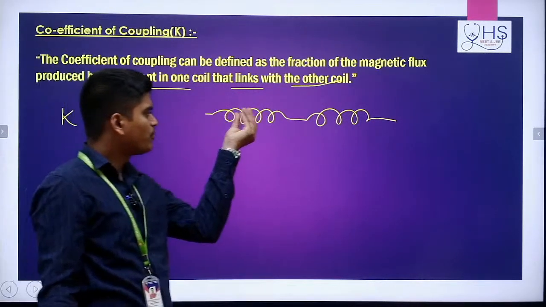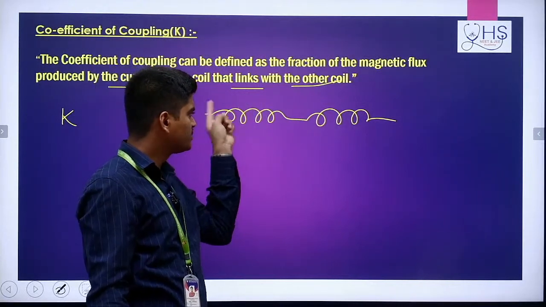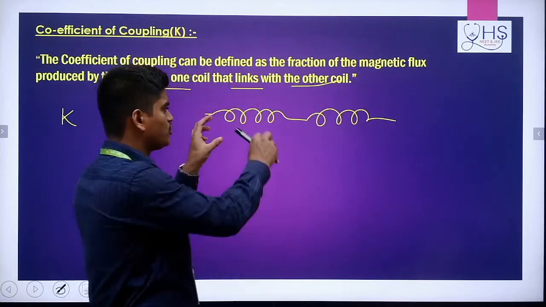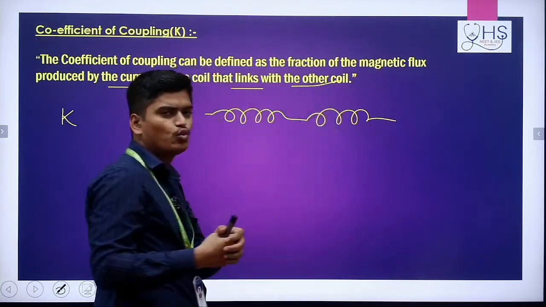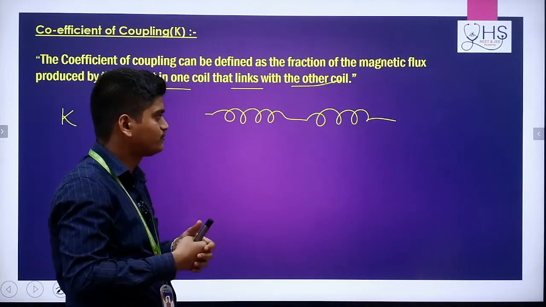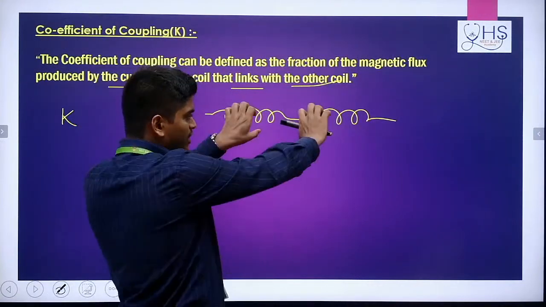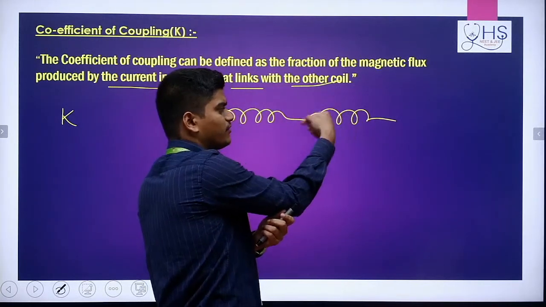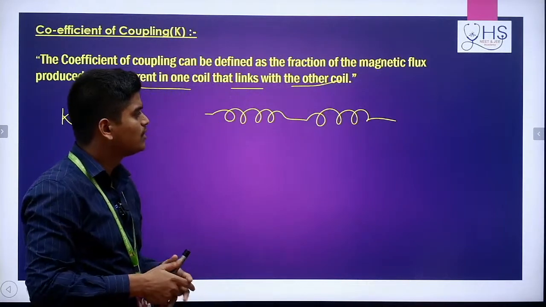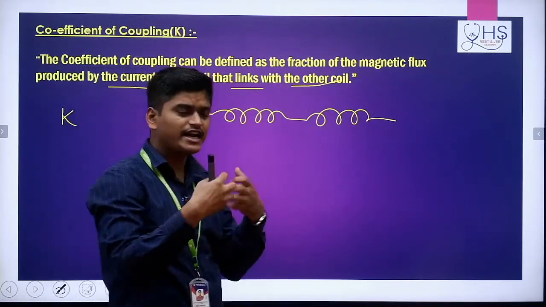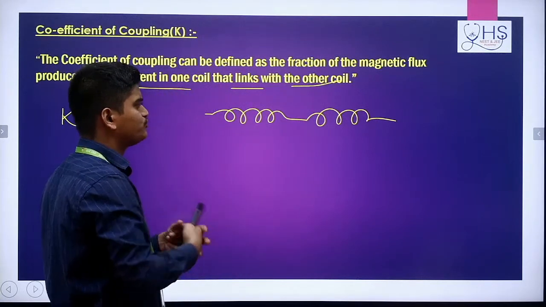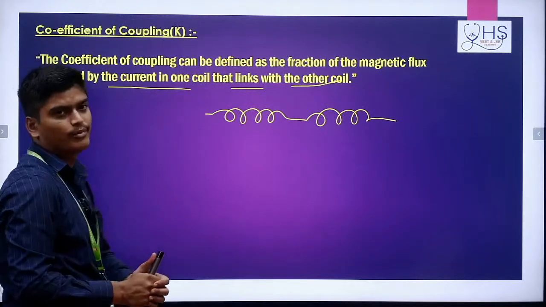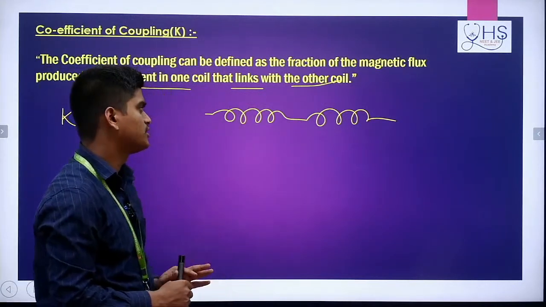Current is changing here, some magnetic field is changing. Due to that magnetic field change, some flux change is happening here. So there is some interaction between the two coils. If two coils are nearby, they are not magnetically isolated. If current is coming here, some magnetic field is coming, and that flux is affecting here. To understand the interaction between the two inductors, two coils or two solenoids, we need this quantity, the coefficient of coupling. So this will define the things.